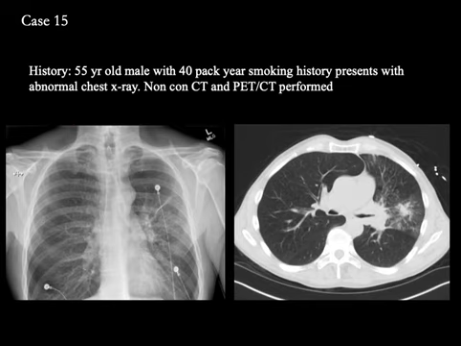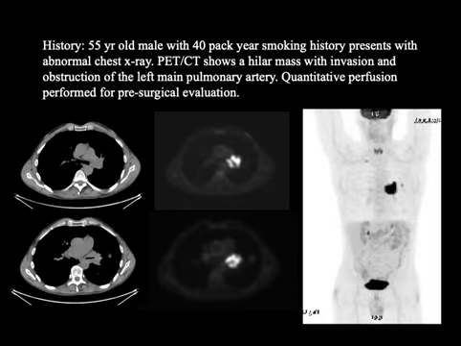Case number 15 is another interesting case with an interesting cause of decreased perfusion in one of the lungs. Patient presented with a chest x-ray, 55-year-old male with 40 pack year smoking history, and an abnormal chest x-ray which shows a mass here in the left lung. And here is a CT showing the mass and some lymphadenopathy, not very well seen in the lung windows. So let's look at some more images in this patient.